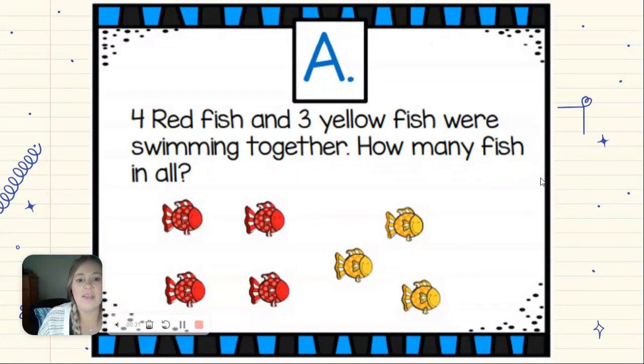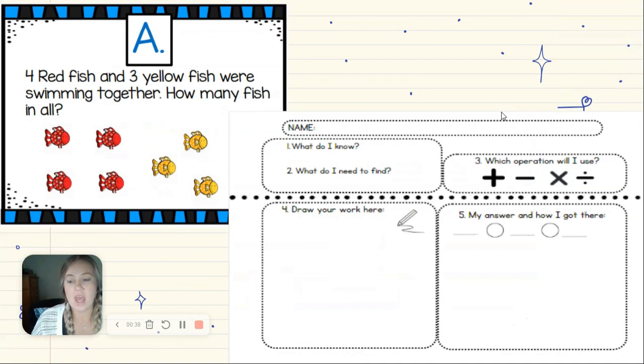Let's say we have the word problem. 4 red fish and 3 yellow fish were swimming together. How many fish in all? Let's break it down. So first you ask, what do I know? I look in my question. There are 4 red fish and 3 yellow fish. So I record there are 4 red fish and 3 yellow fish.